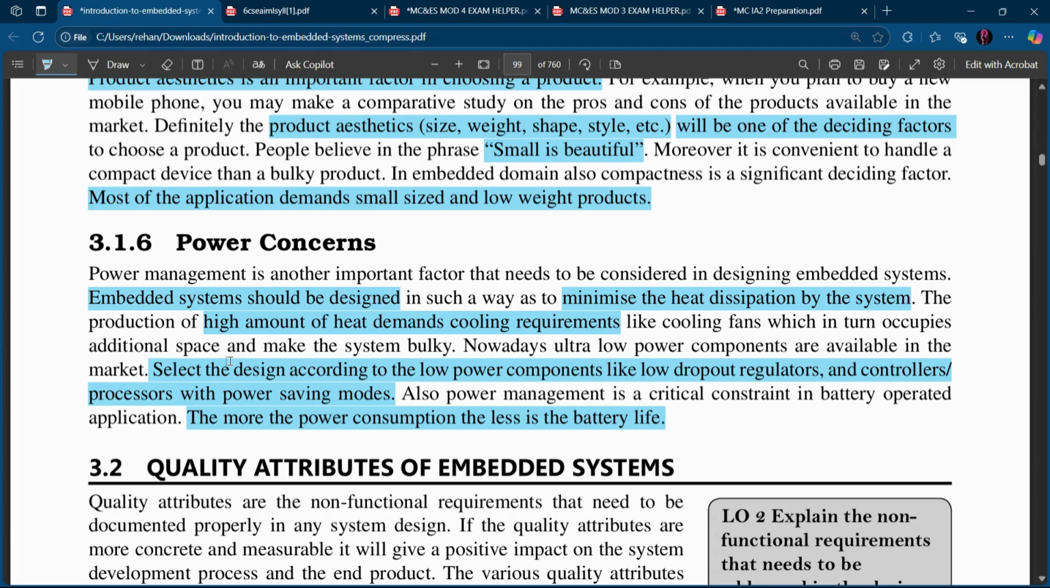So you have to build a system in such a way that it is not bulky, it is compact, but yet provides all the features like dissipation of heat, providing a cooling system, and so on.